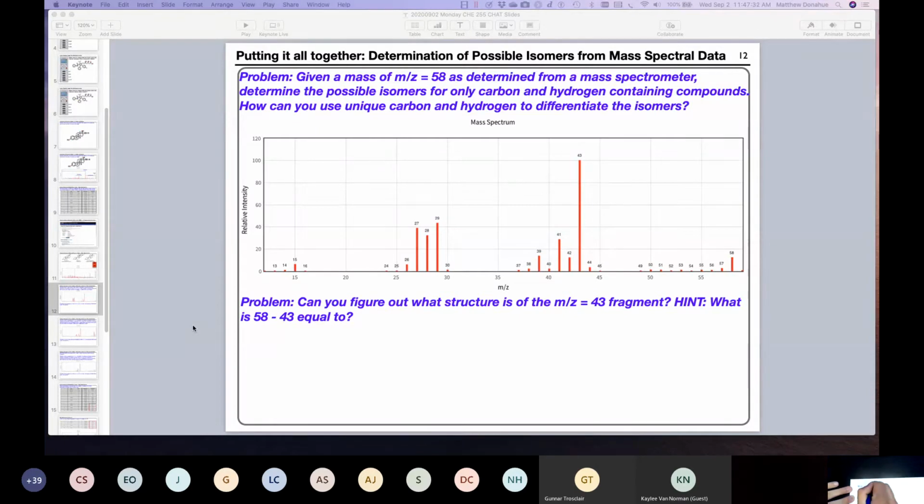So molecular weight is equal to 58, and again we got that from the parent mass, m/z equals 58. Let me ask you a question. What is the maximum number of carbons you can have?